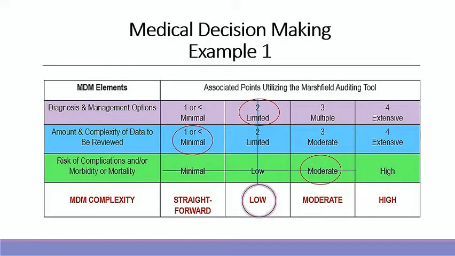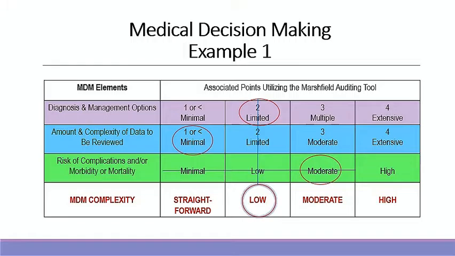When we apply the example to the medical decision-making section of the auditing tool, we would fill it out as shown on this slide. We would circle 2 points in diagnosis and management options, as the provider would receive 1 point for each stable established problem. We would circle 1 point under the data to be reviewed for the labs that were ordered, and we would circle moderate risk for 2 stable chronic problems.